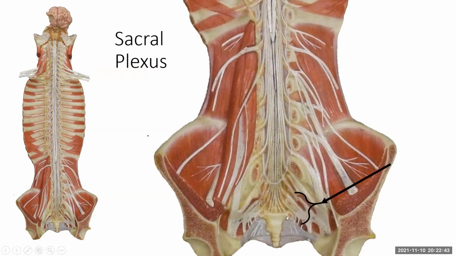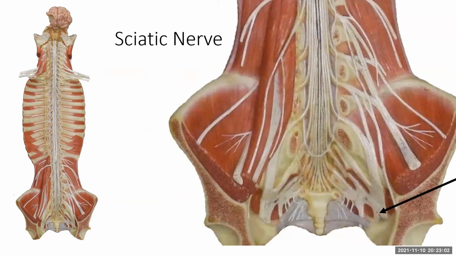Then way down here, close to the sacrum and coccyx, is the sacral plexus. The sacral plexus contributes significantly to the largest, longest nerve in your body, and that's the sciatic nerve. All right, the sciatic nerve, longest and biggest nerve of your body, sciatic nerve.